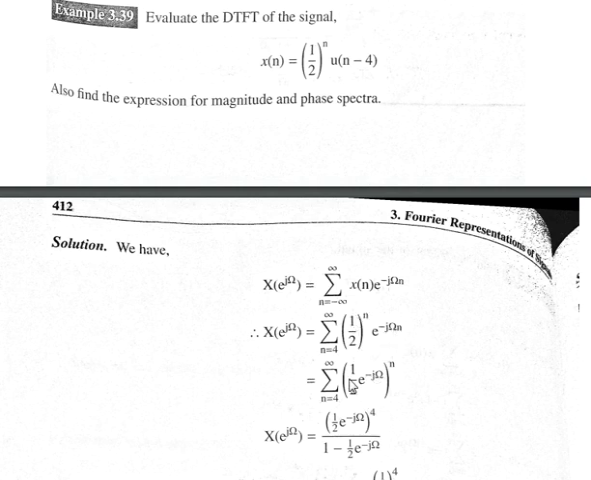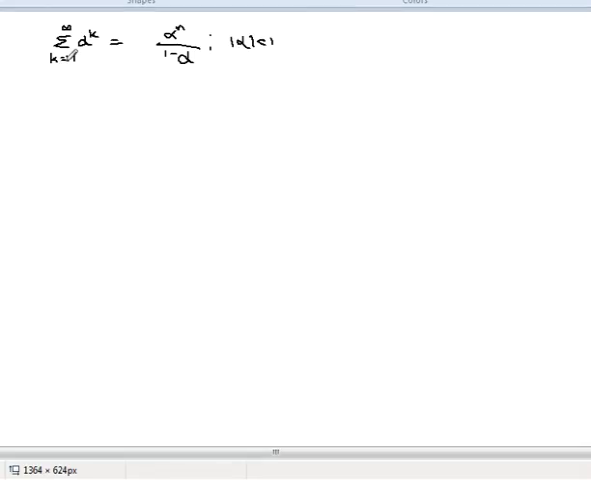By combining these two, we get (1/2 e raised to minus j omega) all raised to n. And by the formula, if n is from 4 to infinity, we write it as (1/2 e raised to minus j omega) raised to 4 divided by 1 minus half e raised to minus j omega. By the formula, if k is from n to infinity, alpha raised to k, when magnitude of alpha is less than 1, it is alpha raised to n, whatever the lower limit is, divided by 1 minus alpha.